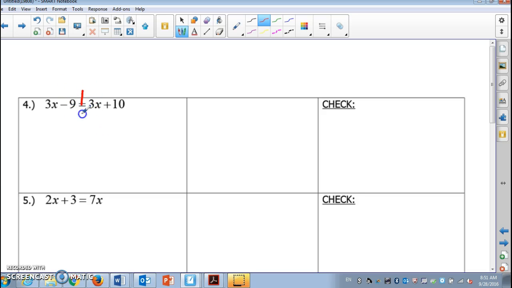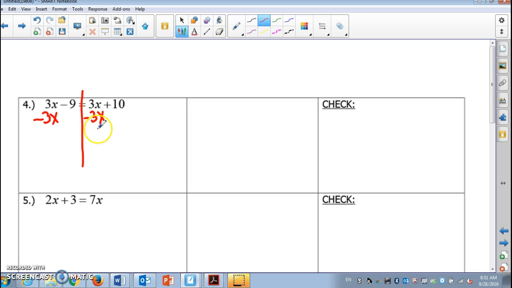Now, let's do this question. 3x minus 9 equals 3x plus 10. So, they're not exactly the same, so we need to continue. Since we can't distribute, we can't combine like terms, we're going to move the variable. Since 3x and 3x, they're exactly the same value, I'm going to move either one. So I'm going to move 3x by subtracting 3x from both sides.